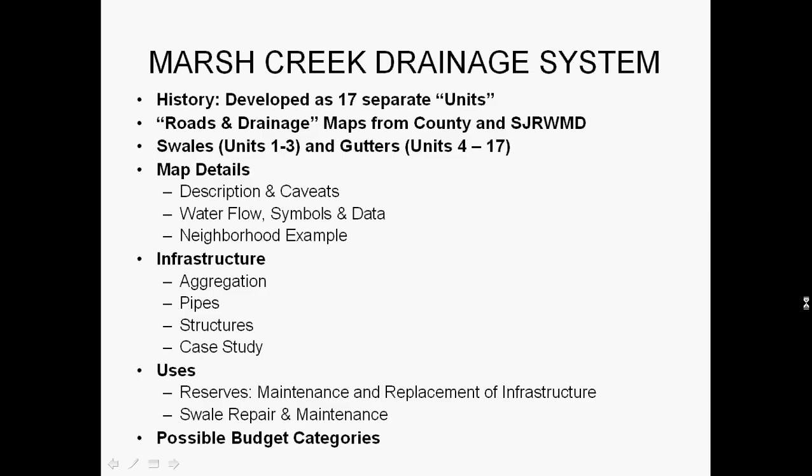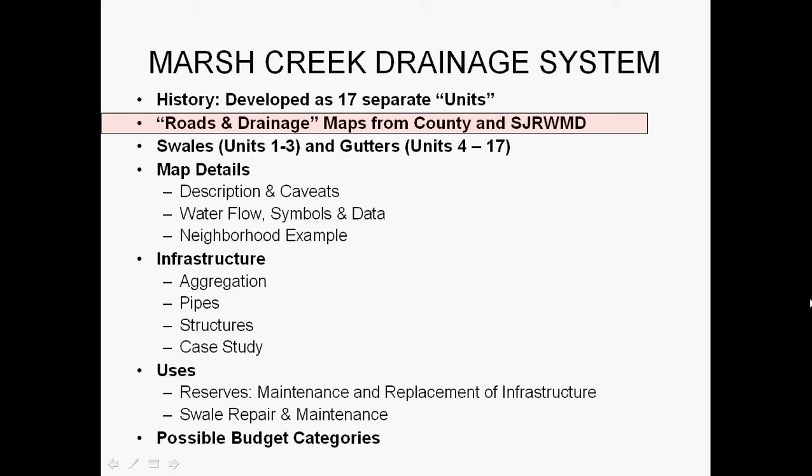This is the outline of what we're about to cover. The history of the development is kind of important because each unit has an independent drainage system. There were 17 units developed, and when you're thinking drainage, it's useful to think in units when it comes to Marsh Creek. The roads and drainage maps are also what was used to put this together.